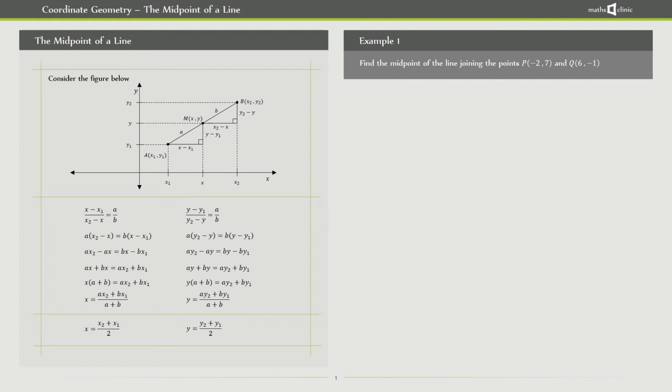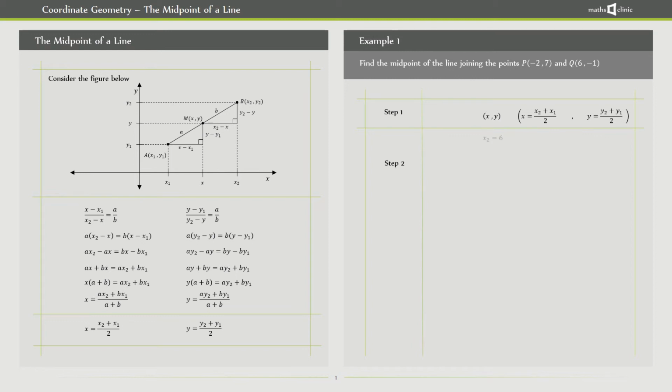So we have example 1, which says: find the midpoint of the line joining the points P (minus 2, 7) and Q (6, minus 1). How are we going to approach this? The first thing we need to do is identify the relevant formula. We're looking for a midpoint, and that point is going to have coordinates (x, y). To find x, you simply add x2 and x1 and divide by 2, and to find y, you simply add y2 and y1 and divide by 2.